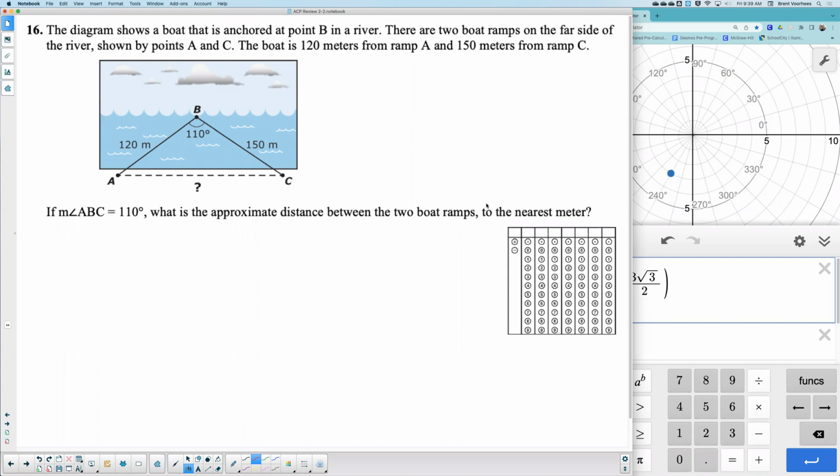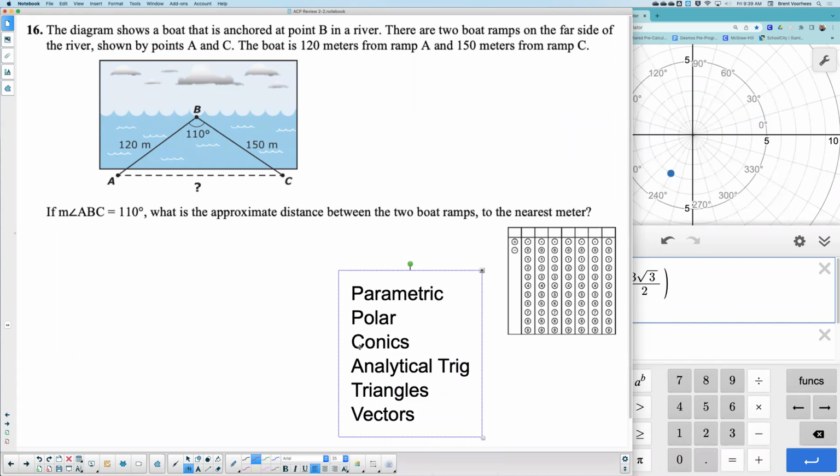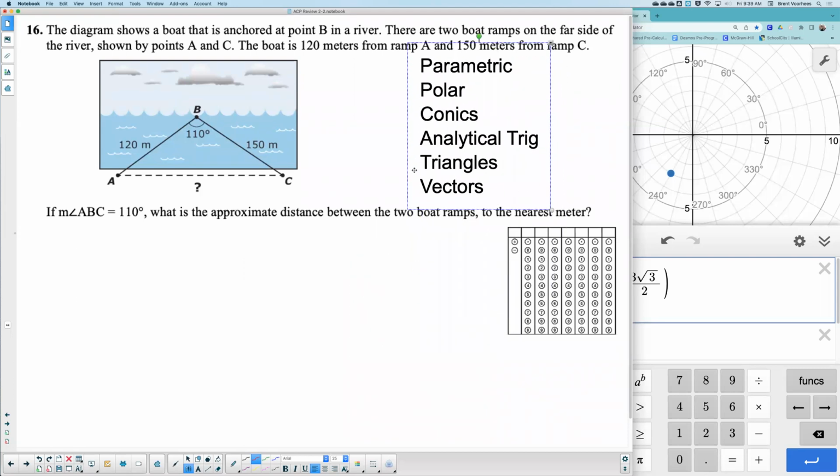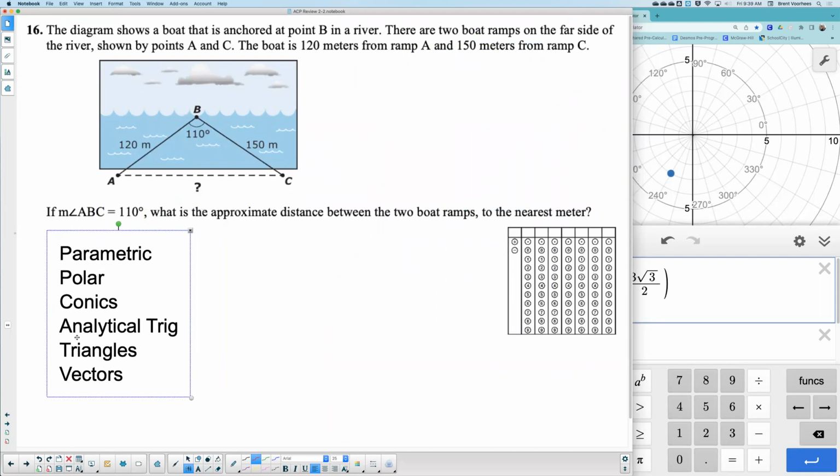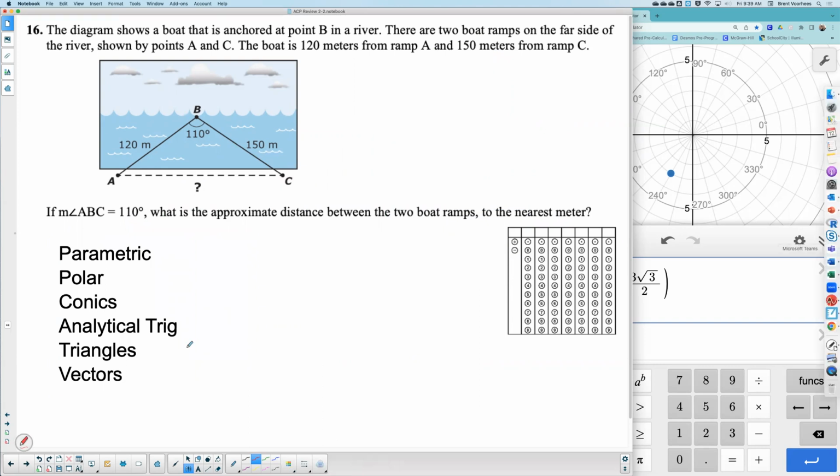All right, what type of problem would you say this is? Yeah, it's a triangle problem. All right, how are we going to solve this triangle problem? Take a look. I'll do a countdown. What technique would you use for this one? 5, 4, 3, 2, 1. Law of cosines. Why cosines?